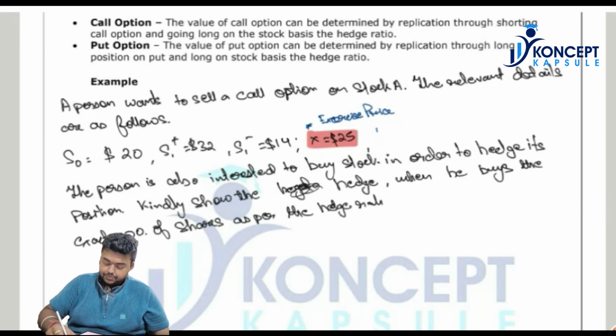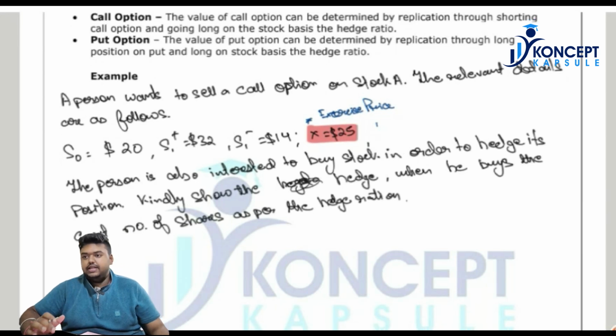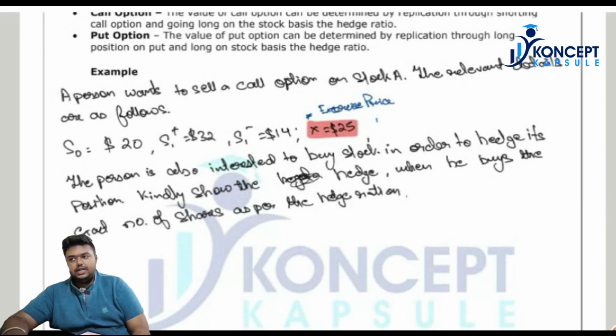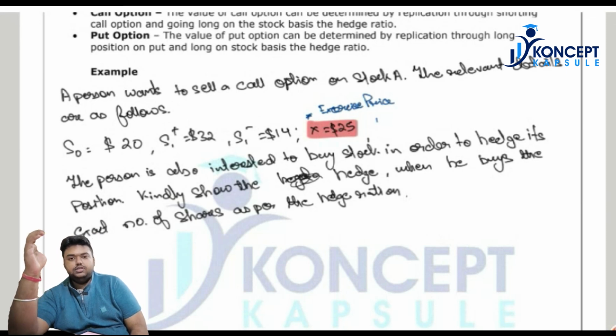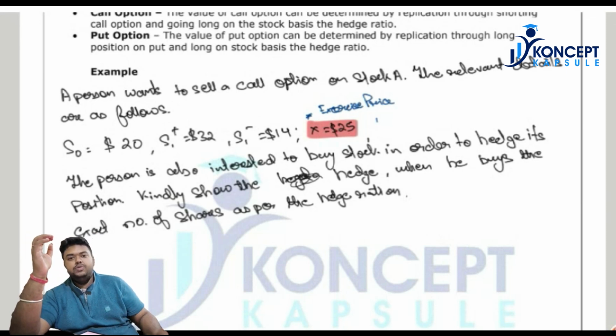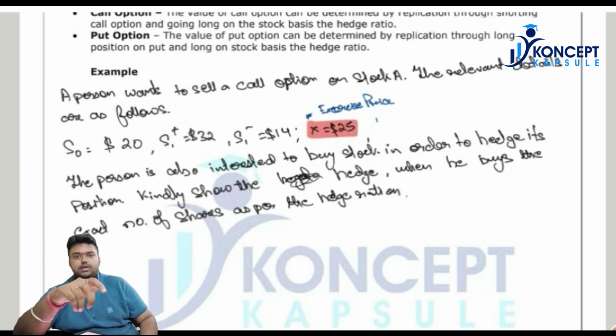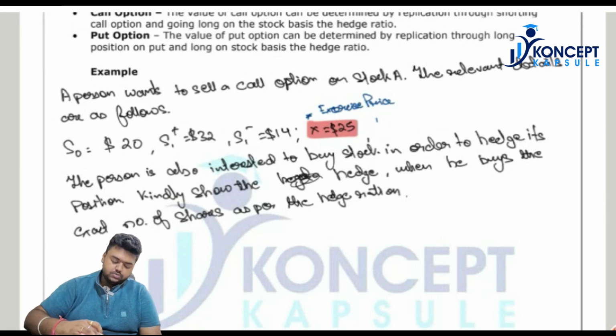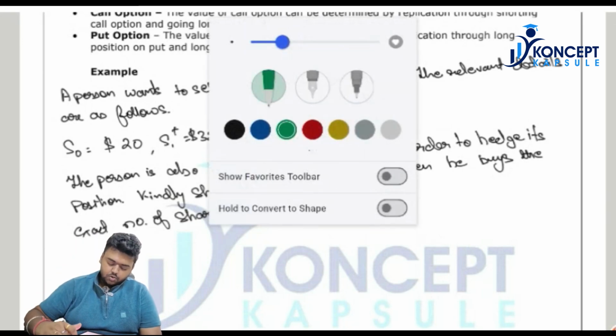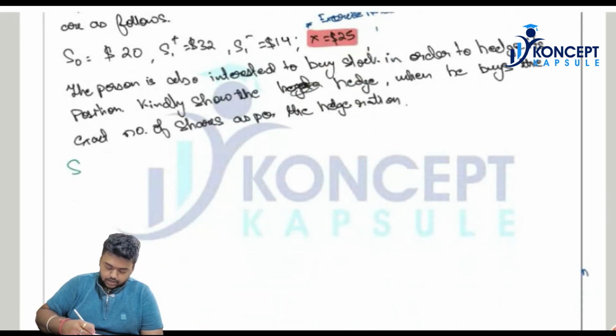Okay, guys, I hope the question is very clear. A person wants to sell a call option on stock A. The details are given. The person at the same time also wants to hedge the position. Why does he want to hedge the position? He wants to be certain that the portfolio value remains predictable, remains constant, irrespective of the movement of the nodes. Okay. Now we will look at the solution.